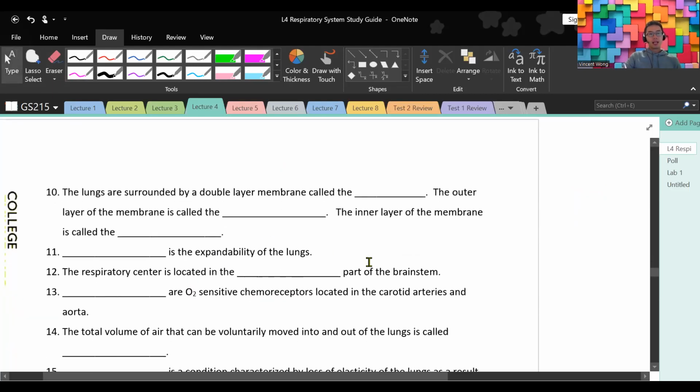Couple more. The lungs are surrounded by a double layer membrane called the pleurae. The outer layer is called the parietal pleura, and then the inner layer is the visceral pleura. Expandability of the lungs: compliance.